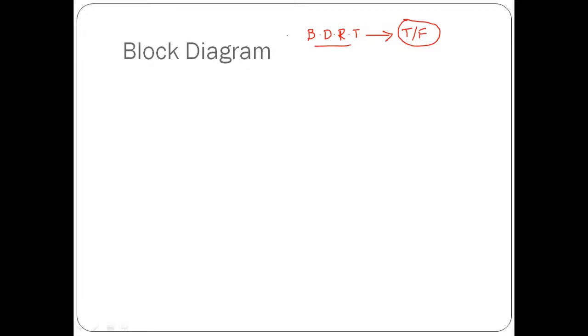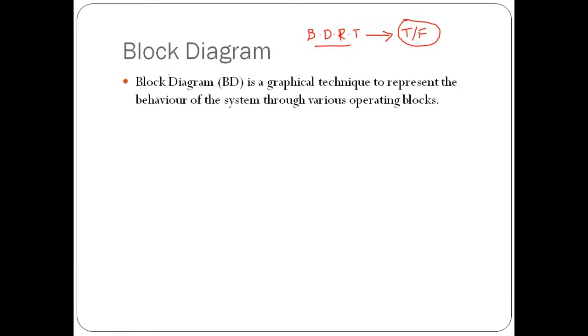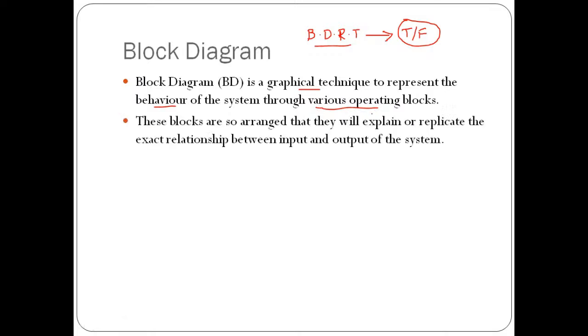So first, let us discuss what exactly a block diagram is and how, through this technique, we are in a position to represent the behavior of a system. A block diagram is a graphical technique to represent the behavior of a system through various operating blocks. This is very important: it is a graphical technique through which we represent the behavior of a system through various operating blocks.